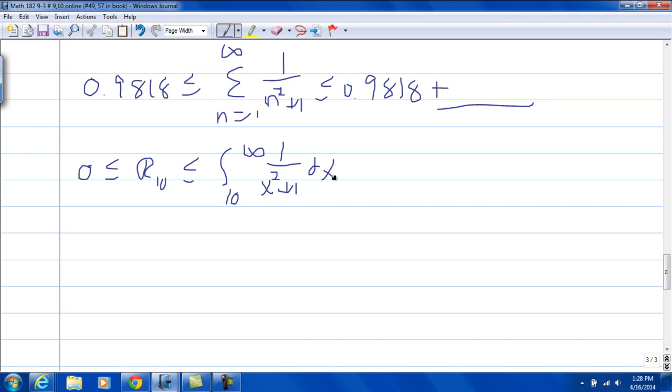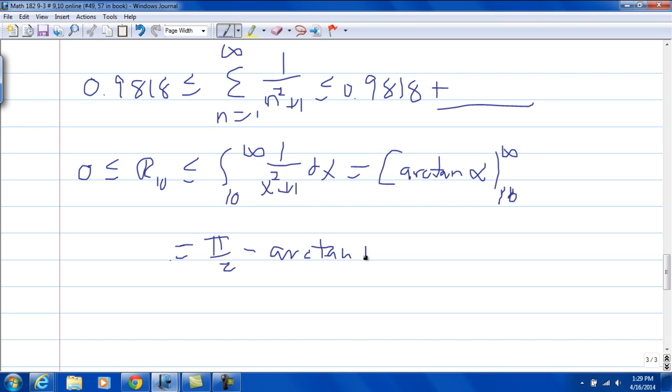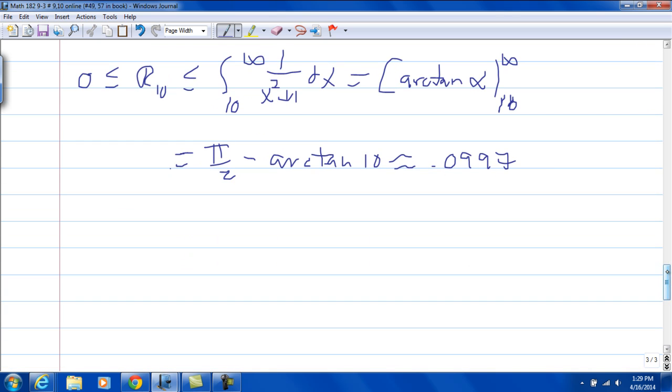You may not remember this, but that's an arctan. So it's going to be arctan of x from 10 to infinity. And of course, arctan of infinity is going to give us pi over 2, minus the arctan of 10. Make sure it's in radian mode. And that's going to give us approximately 0.0997.